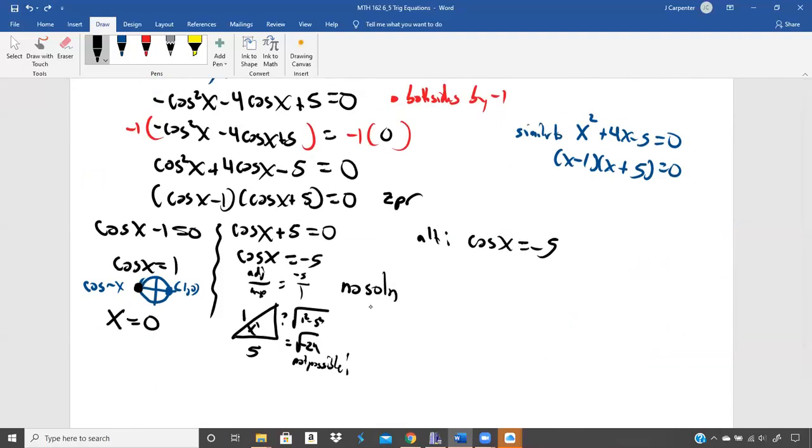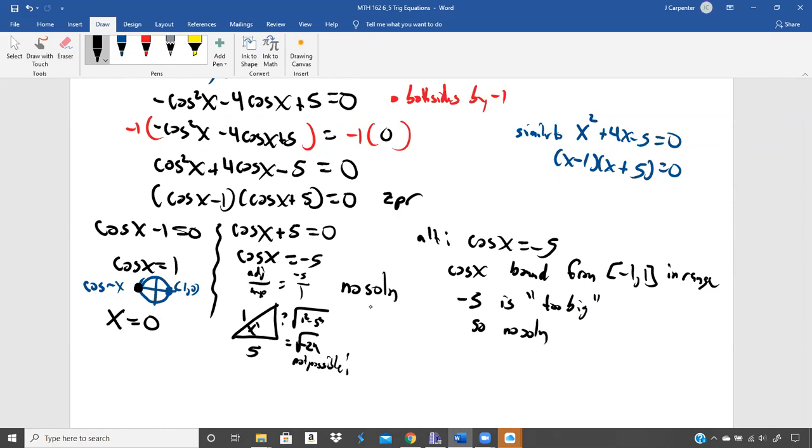So that's what I mean by alternatively: cosine of x is bound from negative 1 to 1 in the range. Negative 5 is, quote, too big. And by too big, I mean in absolute value. The biggest that thing could have been was a positive 1 or a negative 1, and we've gone past that. So no solution. Again, just to that segment.